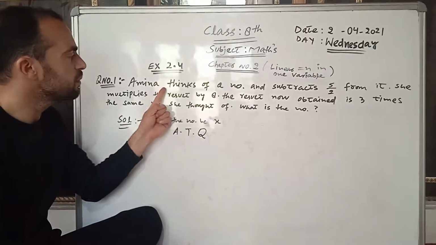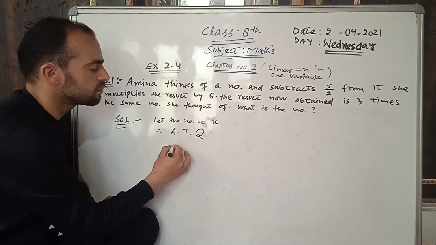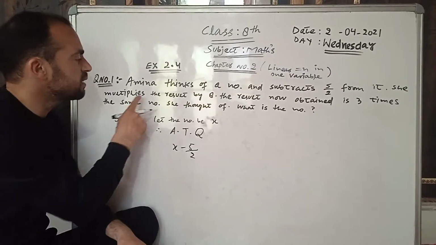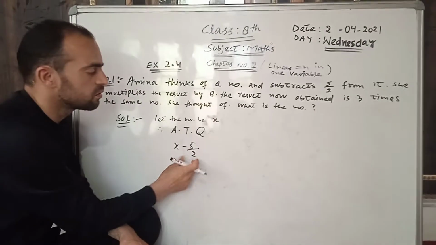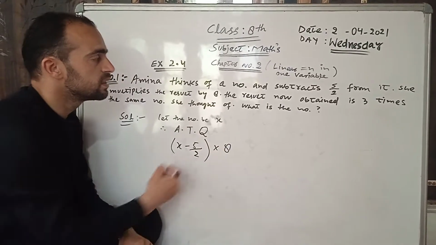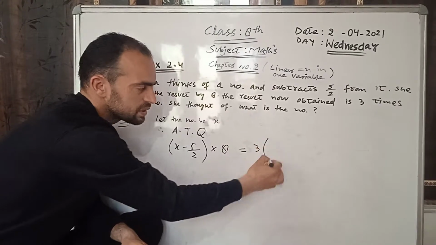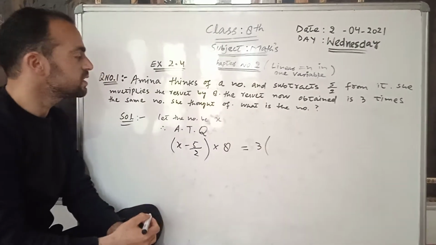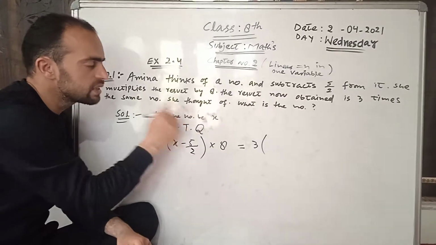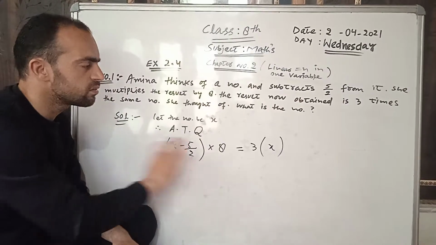The question says that Amina thinks of a number and subtracts 5 by 2 from it, means x minus 5 by 2. After that, she multiplies the result. This is the result now. She multiplies this result by 8. The result now obtained is equal to 3 times the same number she thought of. The same number she thought of means x, because we supposed that the number she thought of is x.